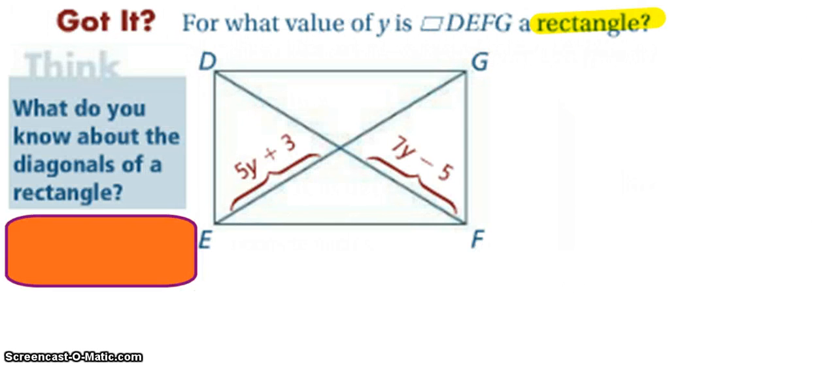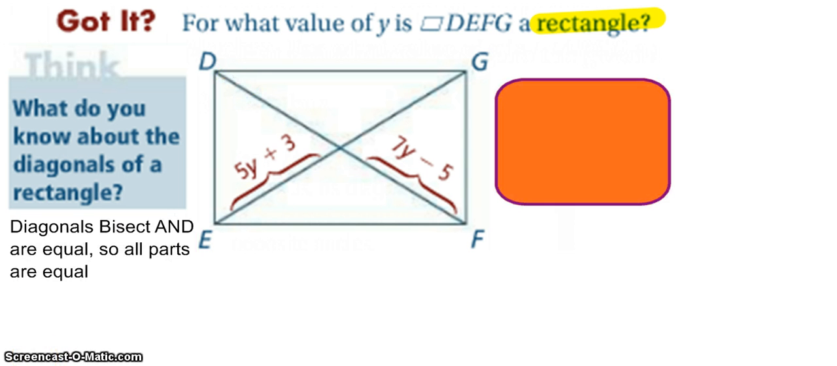Alright, so make sure you work through the Pearson module to make it to this got it. We see that we have a rectangle here, DEFG, and we want to figure out what the value is for y. So think to yourself, what do we know about the diagonals of a rectangle and how can that help me? So pause the video, solve this out, and come back to check your answer.